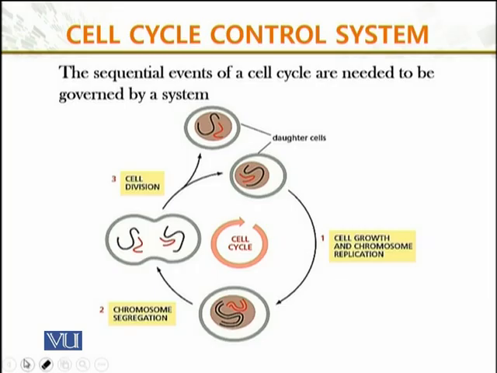Now, the sequential events of a cell cycle need to be governed by a system where, for example, in this cartoon, we have discussed that the cell growth occurs first initially, and then the chromosome segregation occurs, and then the cell division occurs, and another daughter cell is produced.